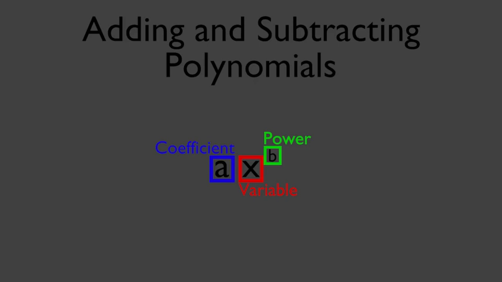If two terms have the same variable, which is outlined in red, and the same power, which is outlined in green, then you can add the coefficients together and you'll get a new term.